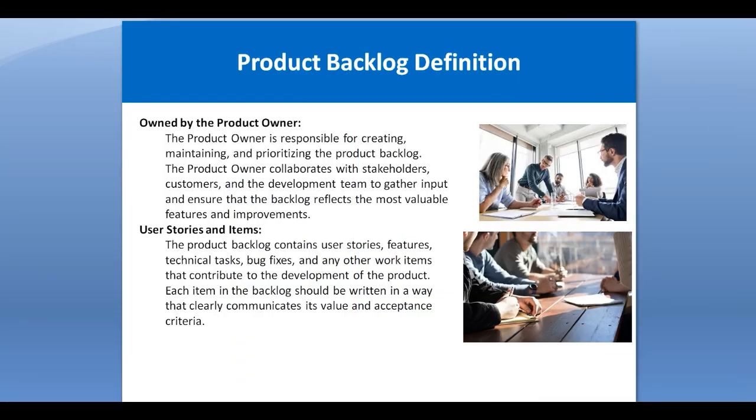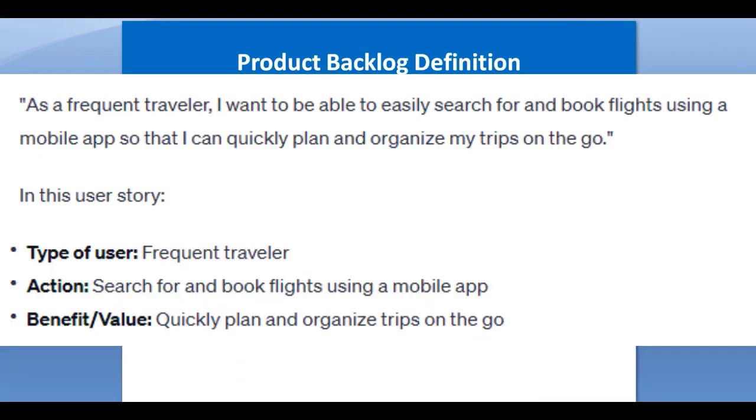Then user stories and items. Friend, product backlog contains basically user stories, features, technical tasks, bug fixes, and other work items that contribute to the development of the product. Now here the user story is also a functional requirement. Let me give you an example: customer can log in to the e-commerce solution. It is a user story.